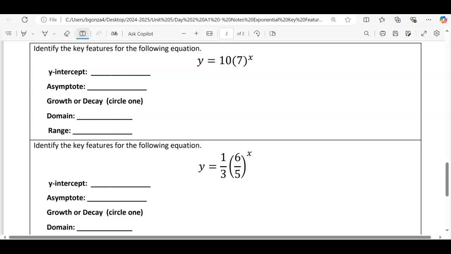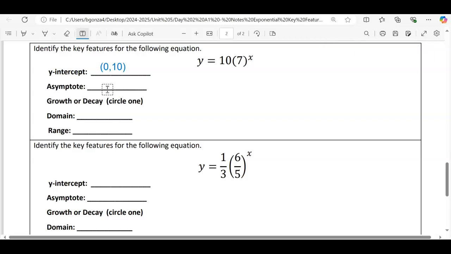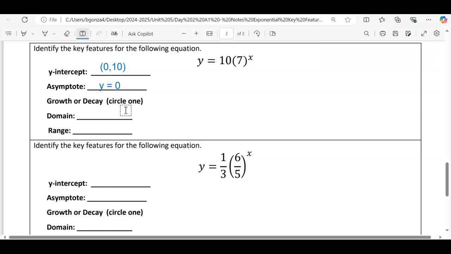Now, when we write 10, we're going to put it as an ordered pair. Okay, so 0, 10. Now, if you remember what I said on the other side, asymptote is always going to be y equals 0 for this class. Now, how do we tell if it's growth or decay? Look at this number right here. Is this number greater than 1? 7 is greater than 1, so that's going to be growth. Cool? Not too bad, right?